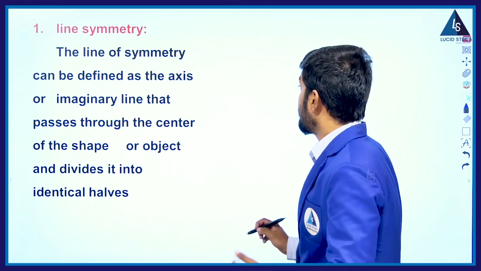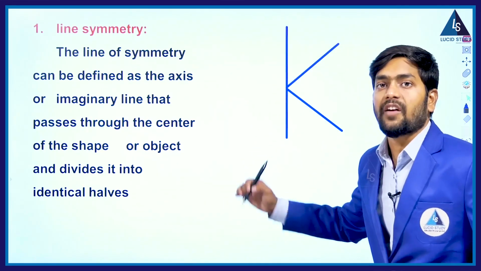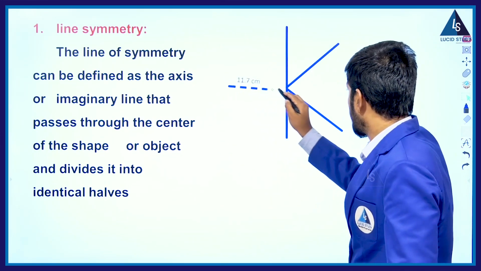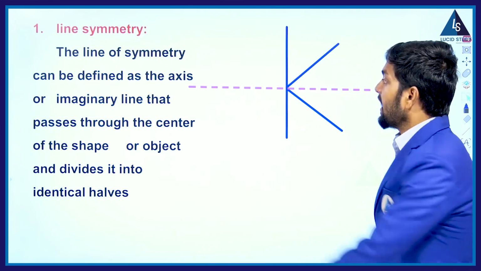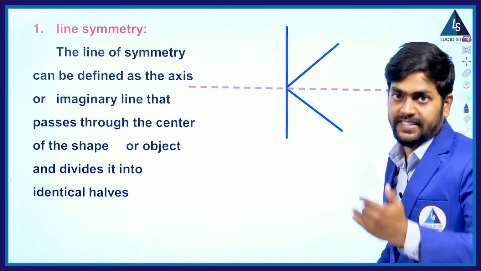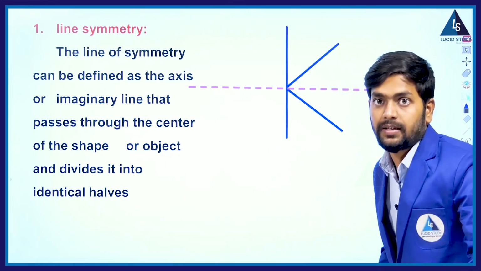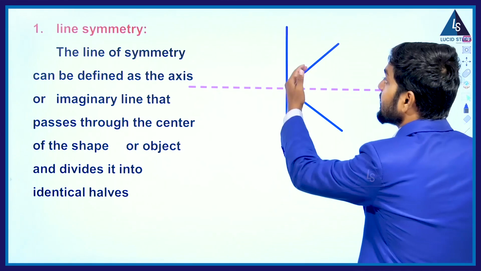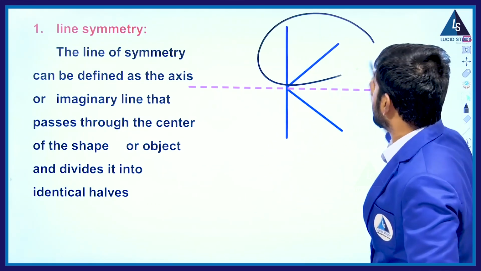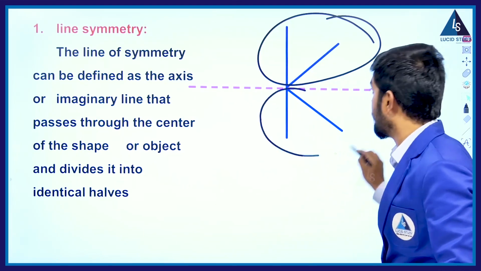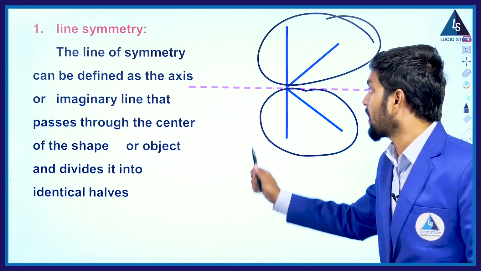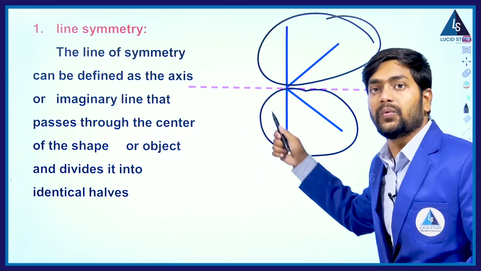Here we are having a figure. For that, the line of symmetry is taken from here to here. A line is passing this way, and then this looks the same as the figure before. So this is a line of symmetry for this, and this is the image of this figure. These two figures are images of each other when we keep a line in between them.